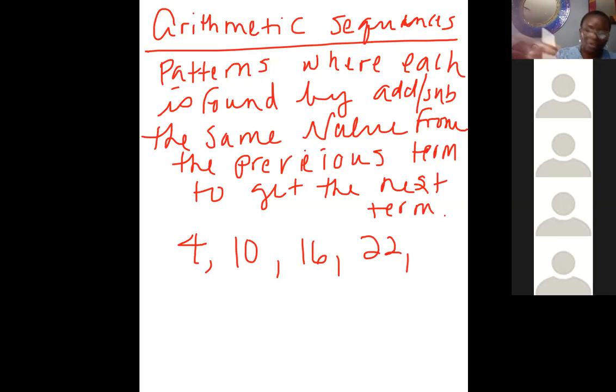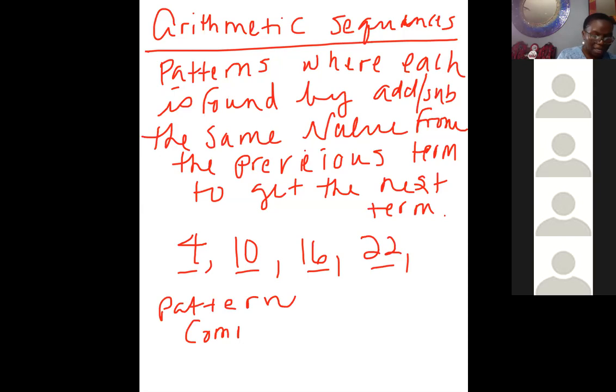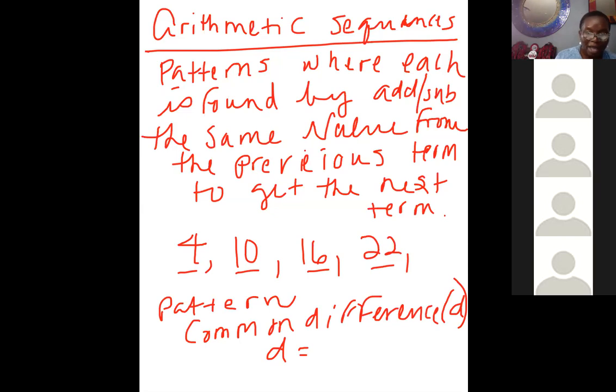Okay, so guys, look up. So the first thing you have to do is to figure out the pattern. Now, for the pattern, that number that you keep adding over and over again to get to the next term is called the common difference. So looking at this sequence right here, guys, what would be the common difference? What is that value that they keep adding to each term to get to the next one? What do you notice? 6. That one is 6. So your common difference, that number that you keep adding over and over again to get to the next term, is 6.